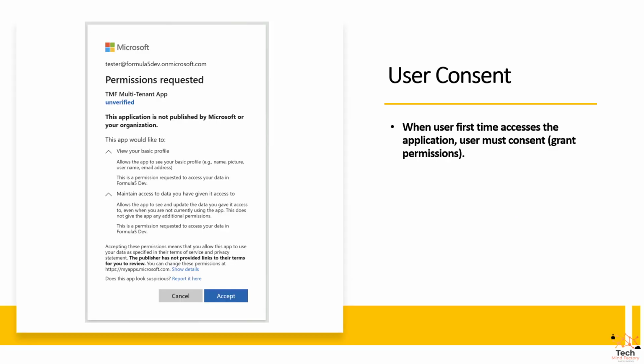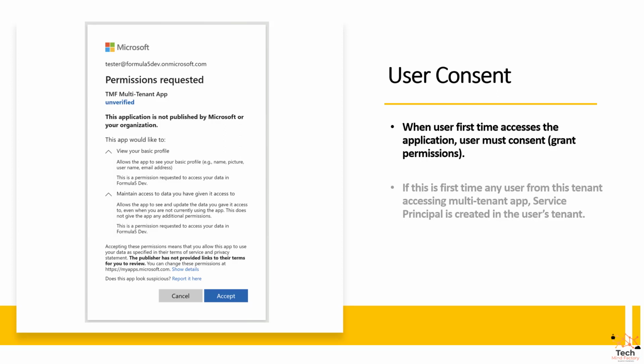Okay, so now let's talk a little bit more about user consent. When a user accesses the application for the first time, the user must consent, grant permissions. So this is what we saw when we were authenticating within the single tenant application. Before we could use the application, the consent screen is displayed. And this is what we can see on the left side of this slide. If this is the first time any user from this specific Entra ID tenant is accessing a multi-tenant application, a service principal is created in the user's tenant.